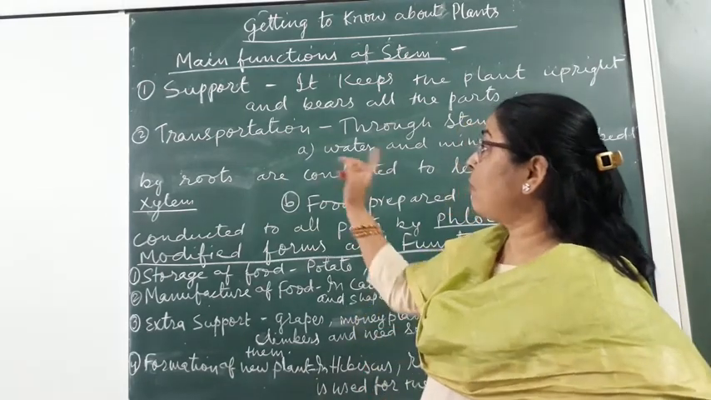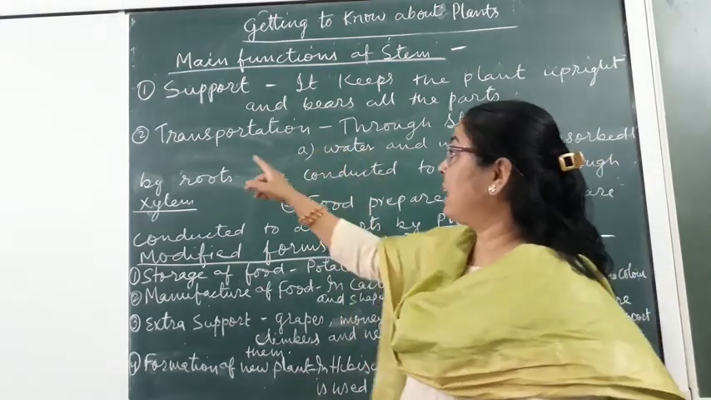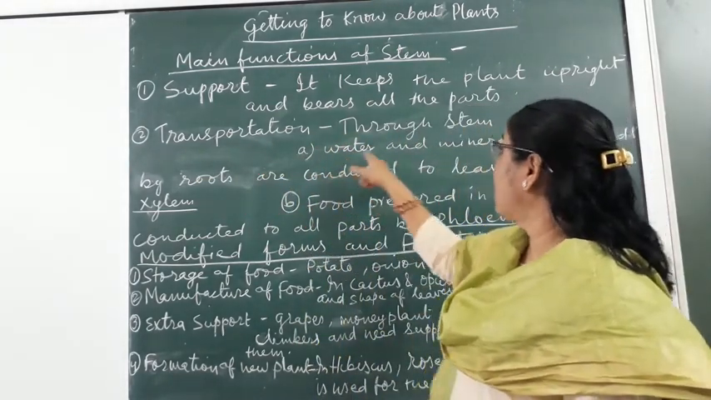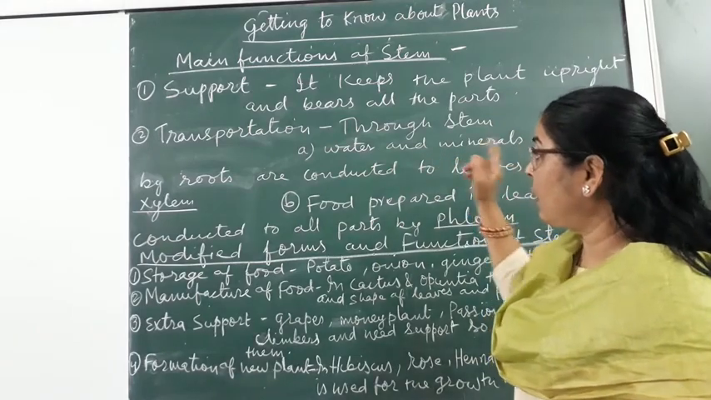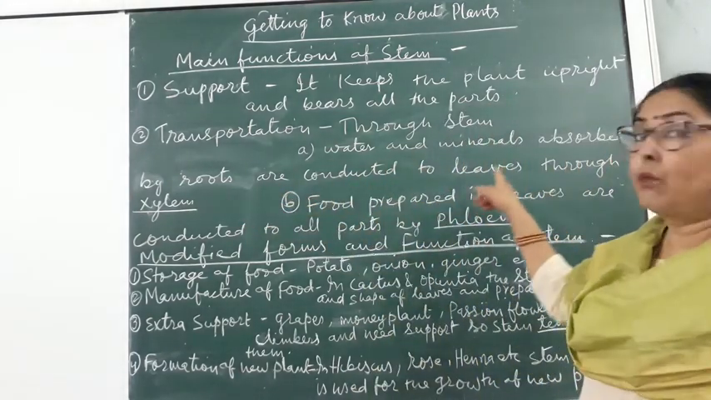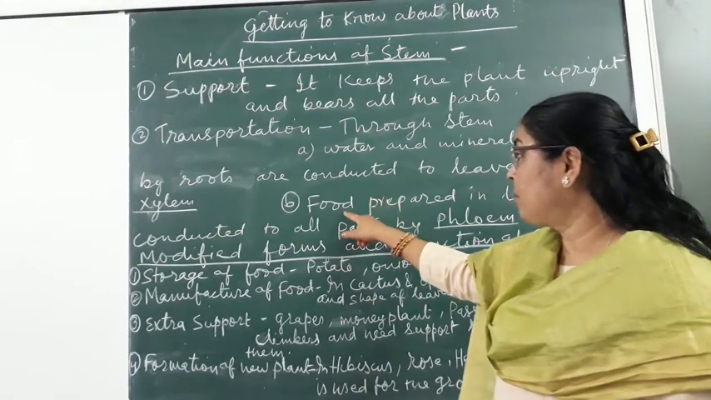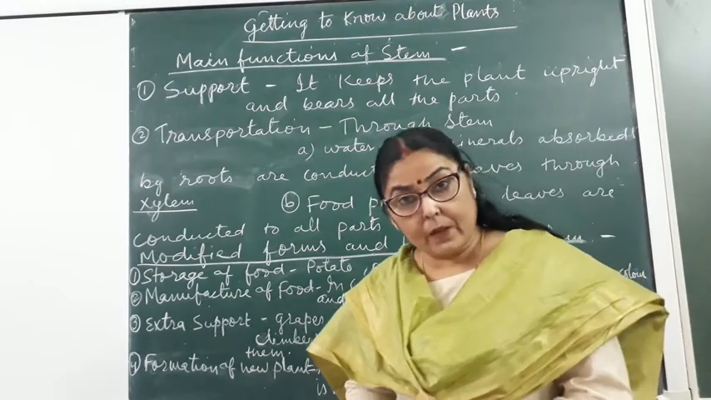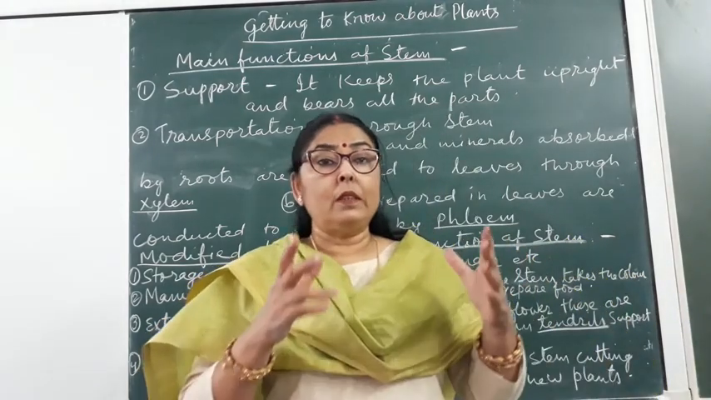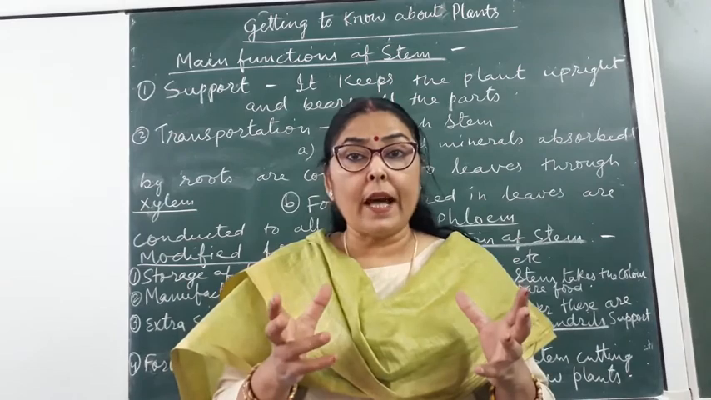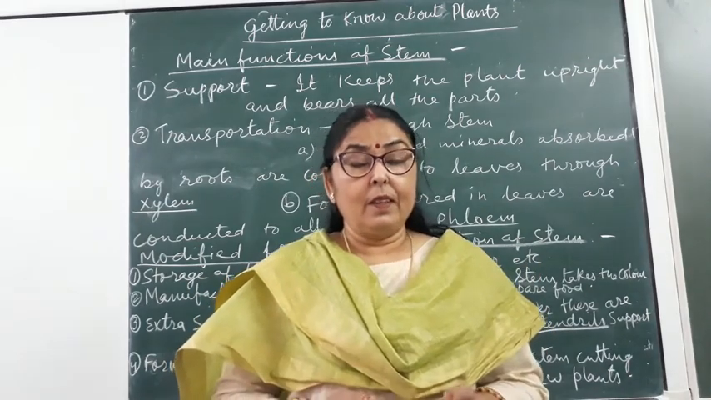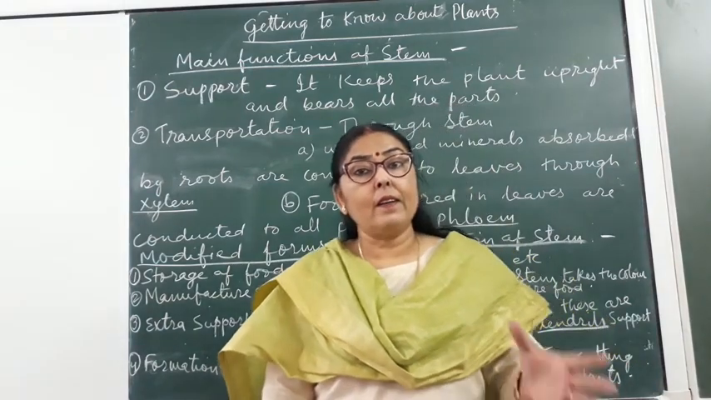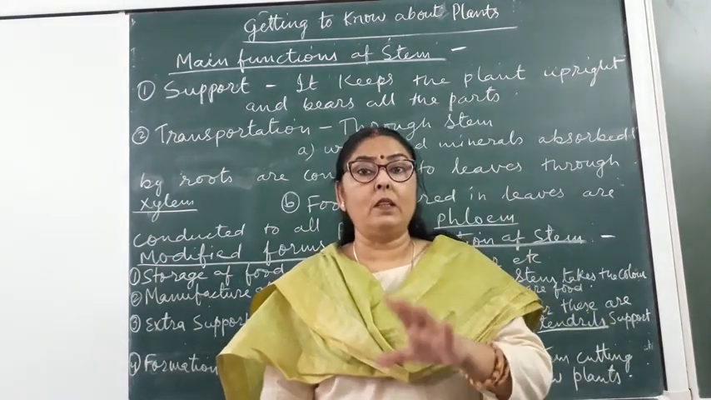But you have to understand that transportation of material means what materials? Water and minerals from where? Roots to leaves for photosynthesis. And the second conduction is food. Food is prepared in leaves, but it is not utilized only by the leaves. It is distributed throughout the plant parts and is stored also in different parts.